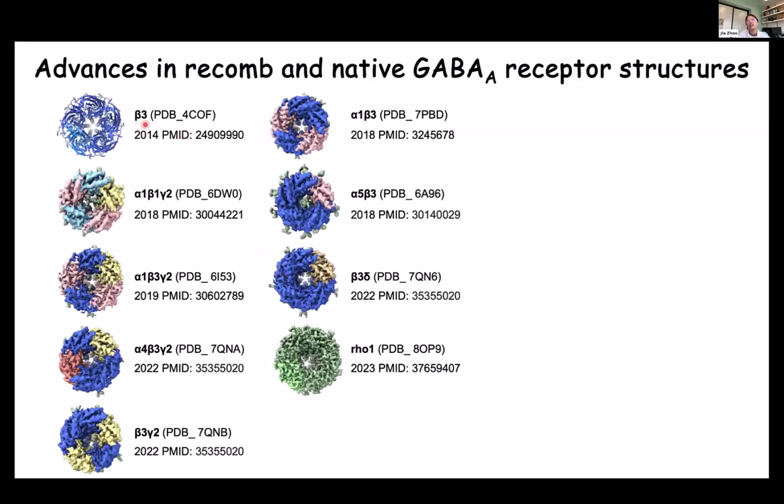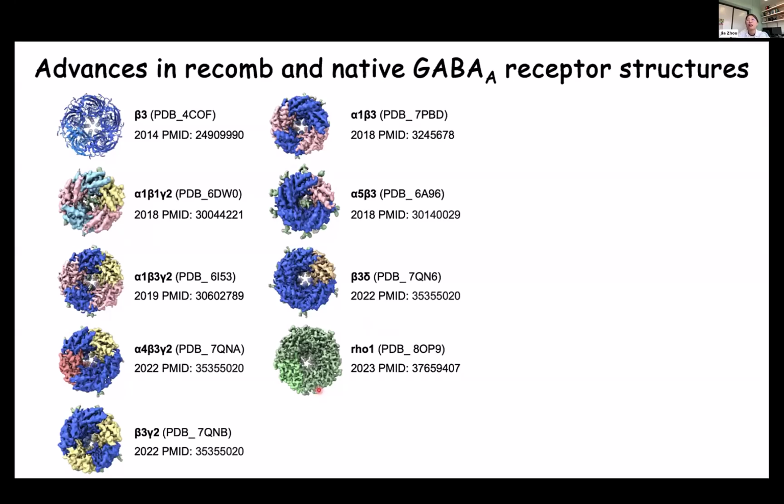Since 2014, when the beta 3 homopentamer came out, a lot of heteromeric GABA receptors have been solved, including alpha, beta, gamma, even some without alpha, only beta, gamma, and some with only alpha, beta, or beta, delta, and even the homopentamer of rho. Whether these structures are physiologically relevant, we still don't know.